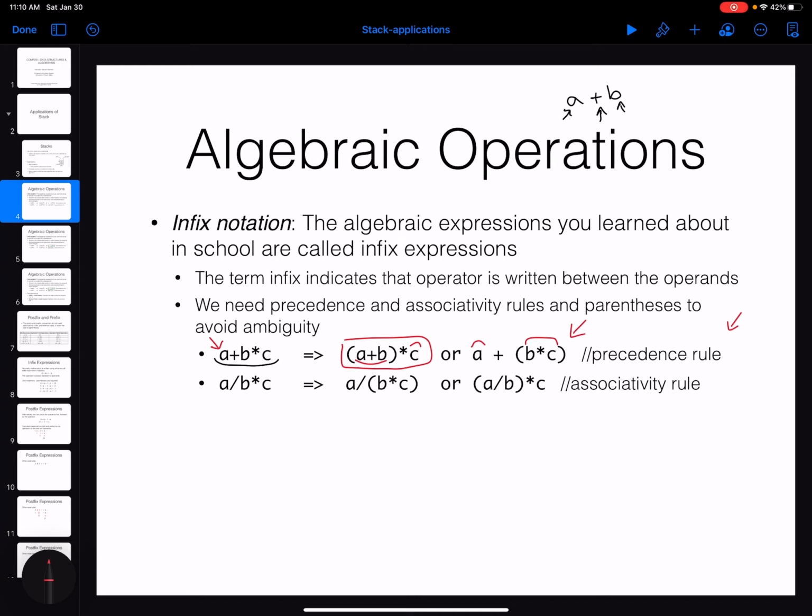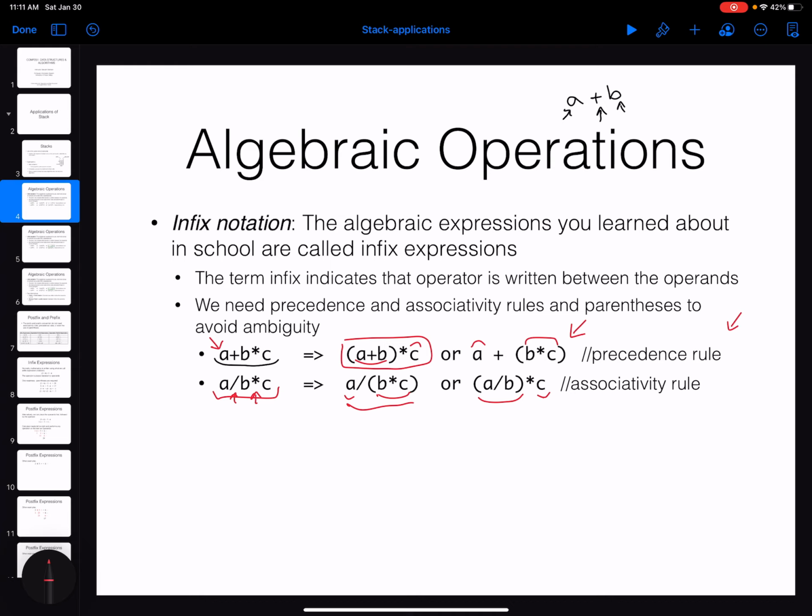infix expression. The other thing is, what if you get an expression like this? How are you going to interpret this? You see that I have two operators here, division and multiplication. Both of them have the same precedence level. So how am I going to interpret that? I'm going to first multiply b by c and then divide a by the result, or I'm going to first divide a by b and then multiply the result by c. Which one is the correct one?